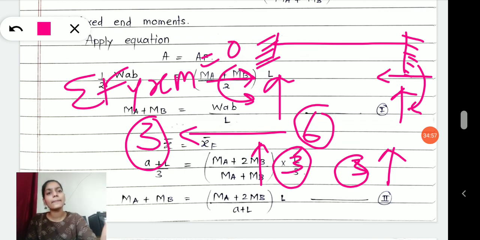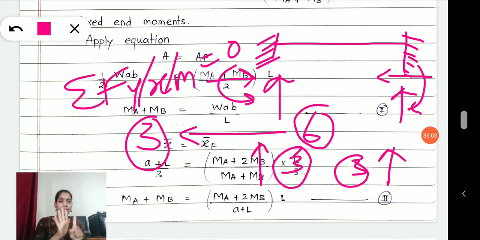Now, if we have 3 equations but 6 unknowns, can we solve such a structure? No. What is the degree of indeterminacy in this structure? 3, because 3 reactions are not able to be found, and that is why compatibility equations are required to solve such structures.